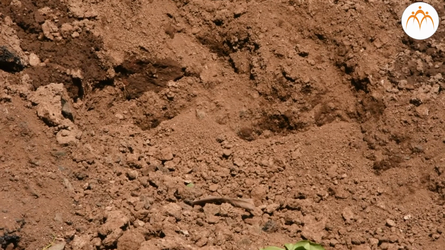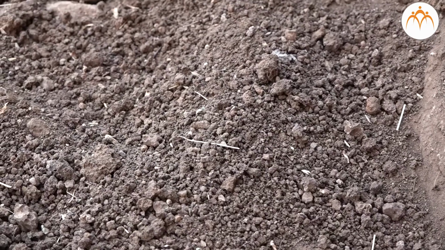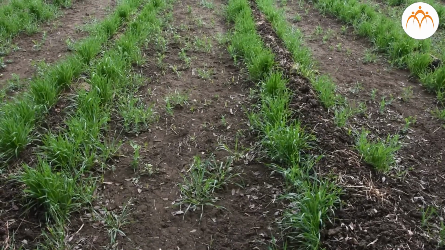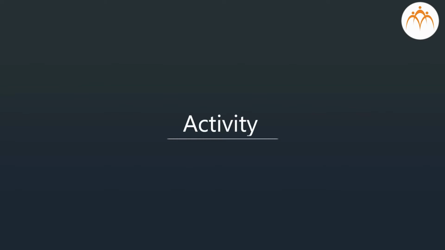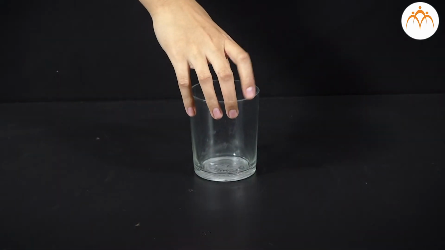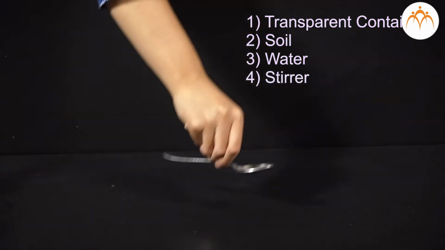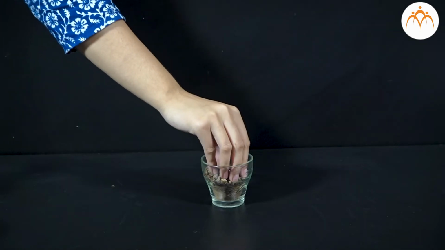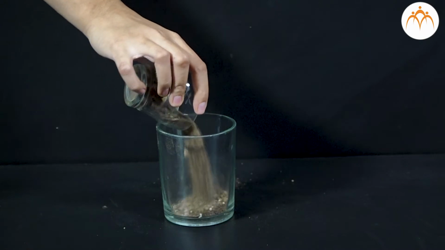Soil is formed by weathering of rocks. The nature of soil depends upon the rocks found in a particular region and the type of vegetation found in that region. Let us perform an activity to understand the different layers of soil. Apparatus: a glass bottle or transparent container, soil, water and stirrer. Procedure: take some soil and break the clumps with hands. Add this soil to a transparent container.